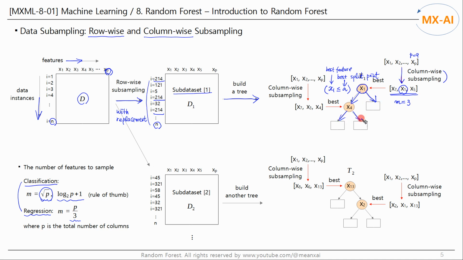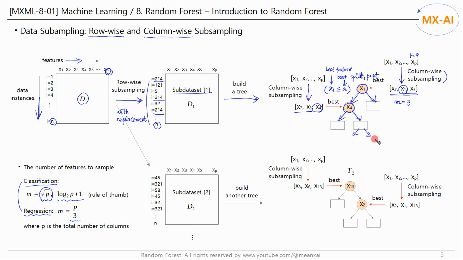Then, whenever another child node is split, we again perform feature sampling. We again randomly select m features from the full set of p features. Suppose x7, x3, and x4 are selected this time. Then we again choose the best feature among them. For example, x4 becomes the best feature. In this way, feature sampling is performed every time a node is split.